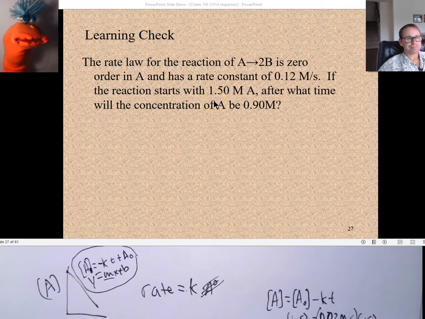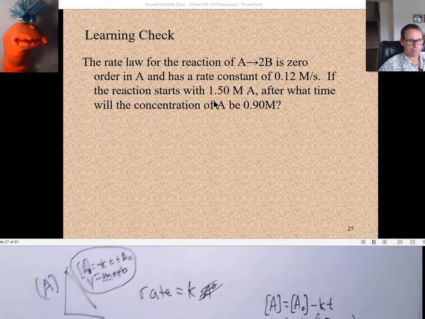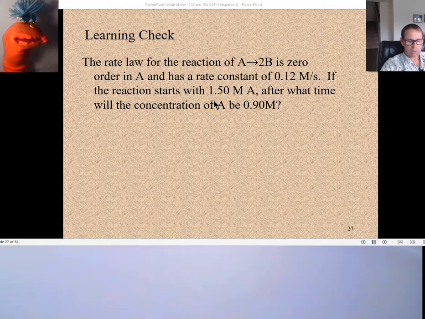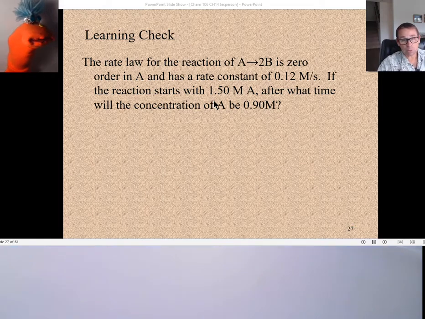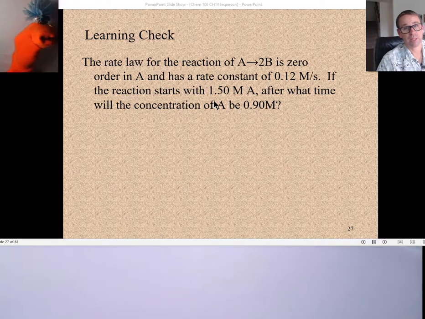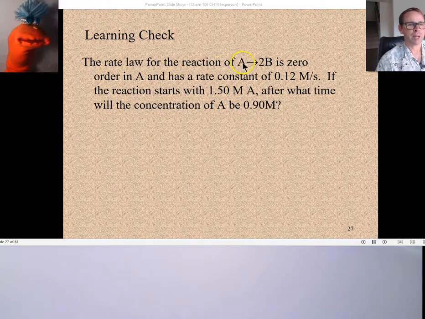Okay, here's another opportunity. Why don't you guys try this one at home, push pause, and see what you get. Okay, push pause hopefully. Try it for yourself. Got to make sure you take these opportunities to exercise. The rate law for this reaction is zero order with respect to A and has a rate constant of 0.12 molar per second. If the reaction starts with 1.5 molar, after what time will the concentration of A be 0.9 molar?